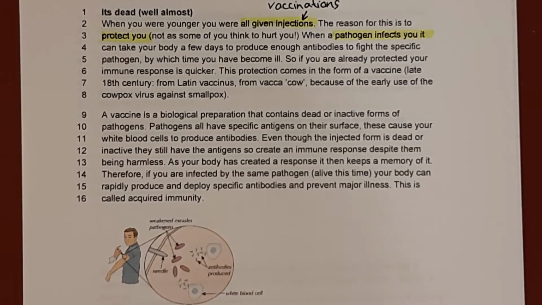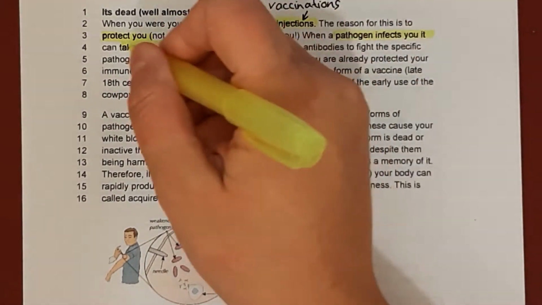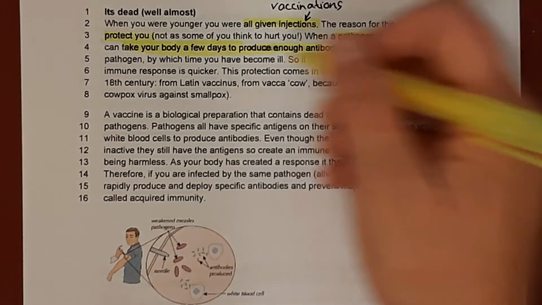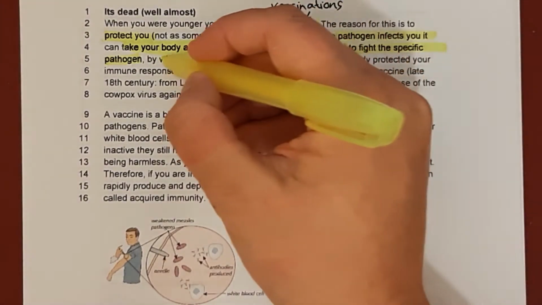So if you get the flu, eventually a few days later, you'll develop flu antibodies. And if you get coronavirus, for example, you'll develop coronavirus antibodies. But the flu antibodies won't work on coronavirus, and coronavirus antibodies won't work on the flu. So you have to have the specific antibodies for the specific pathogen. And that takes a few days, sometimes longer, but it takes your body some time to produce enough of them to fight the specific infection. So during that time, you become ill. You feel the effects of it.